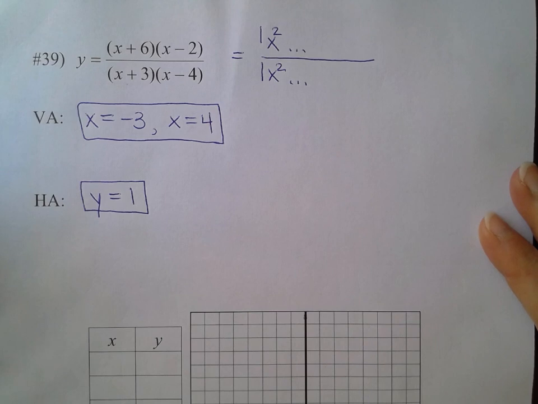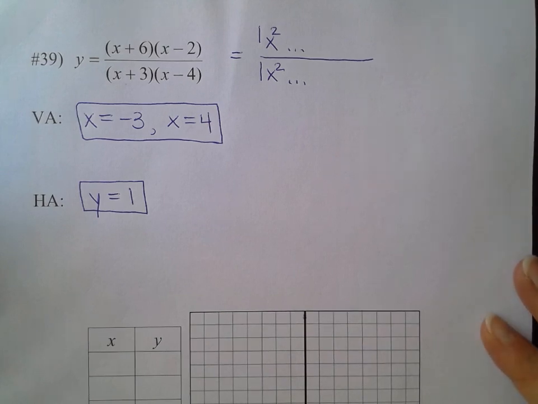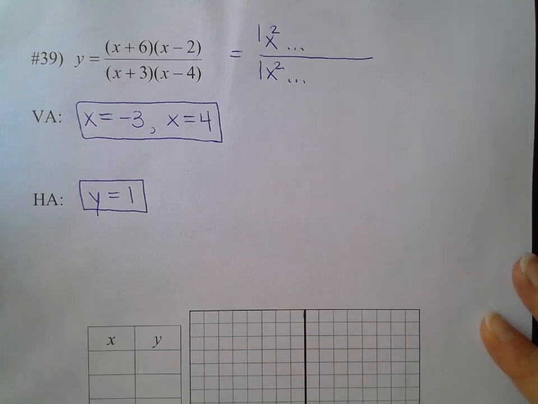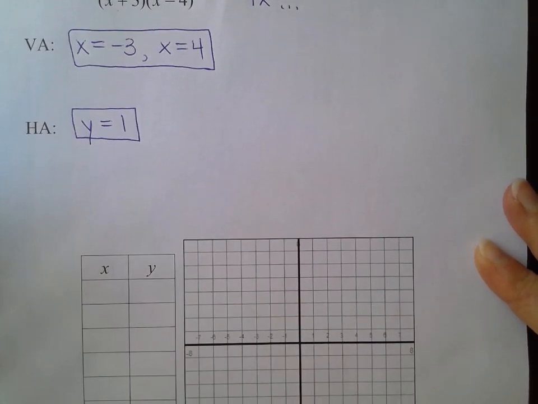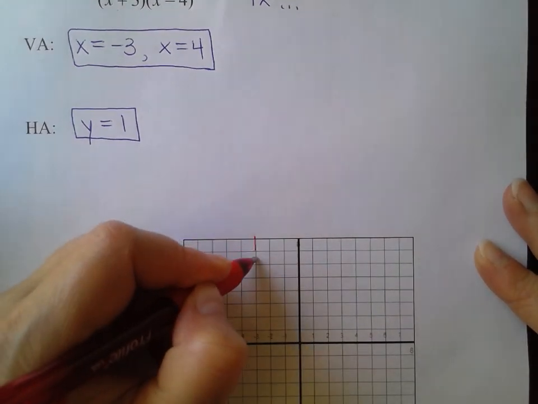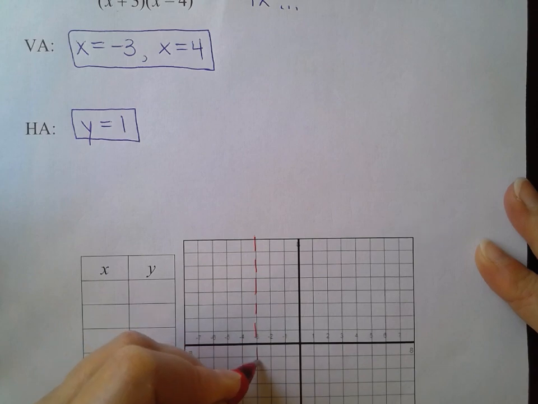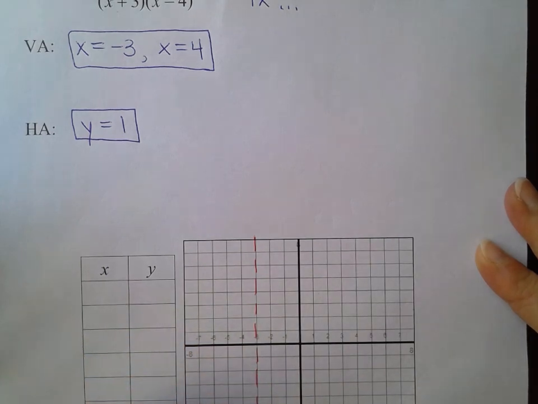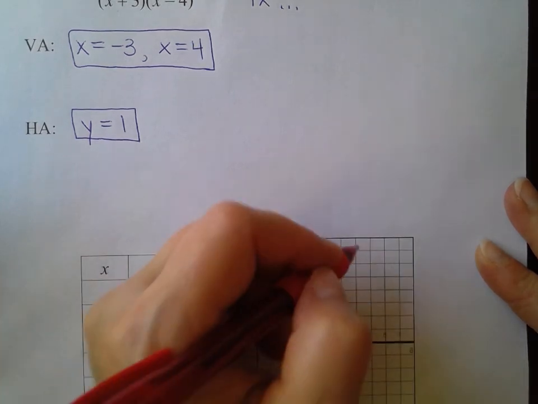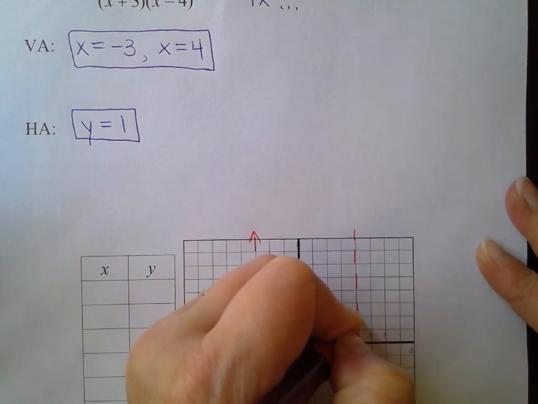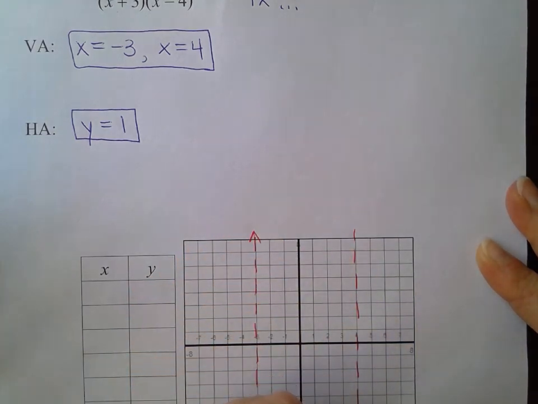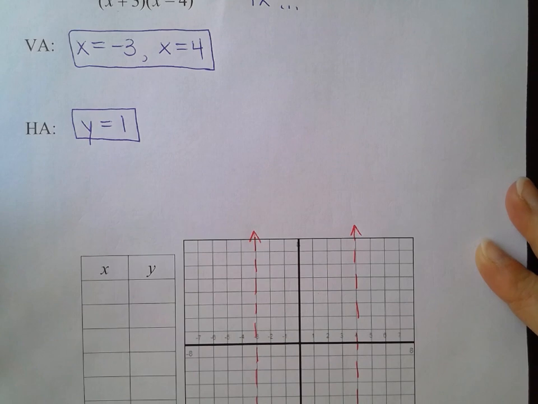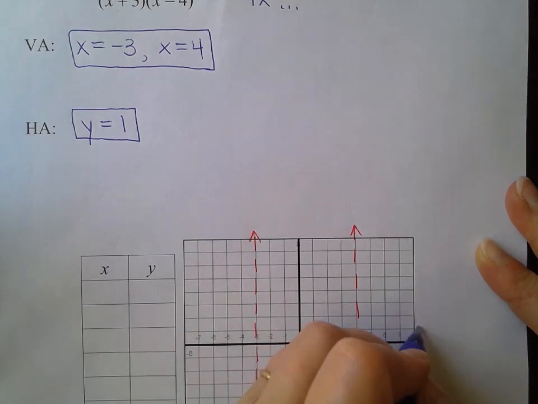So let's start out with the asymptotes. So I have a vertical asymptote at -3. I have another vertical asymptote at +4. And I have a horizontal asymptote at 1.